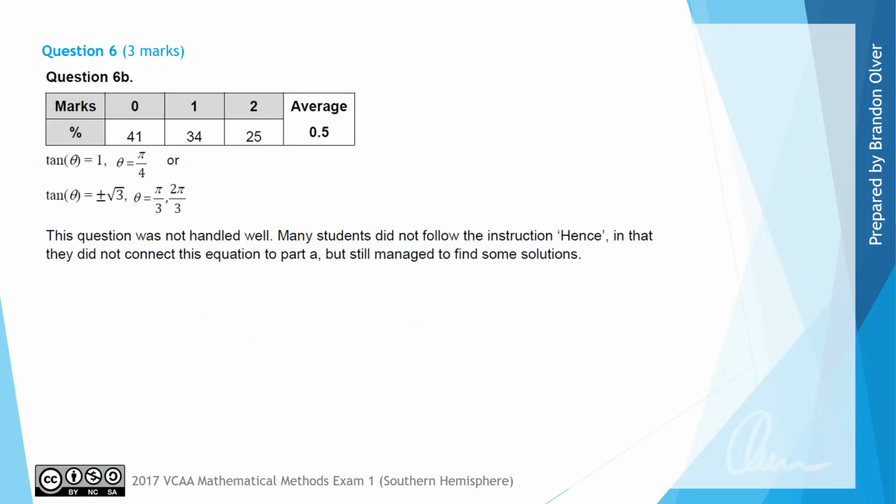From the examiner's report, we can see that 1/4 of students got full marks for this question, and that the examiner goes on to say that this question was not handled well. Many students did not follow the instructions hence, which was an important note that allowed you to connect this equation to part A, but some still managed to find some of the solutions to the equation.